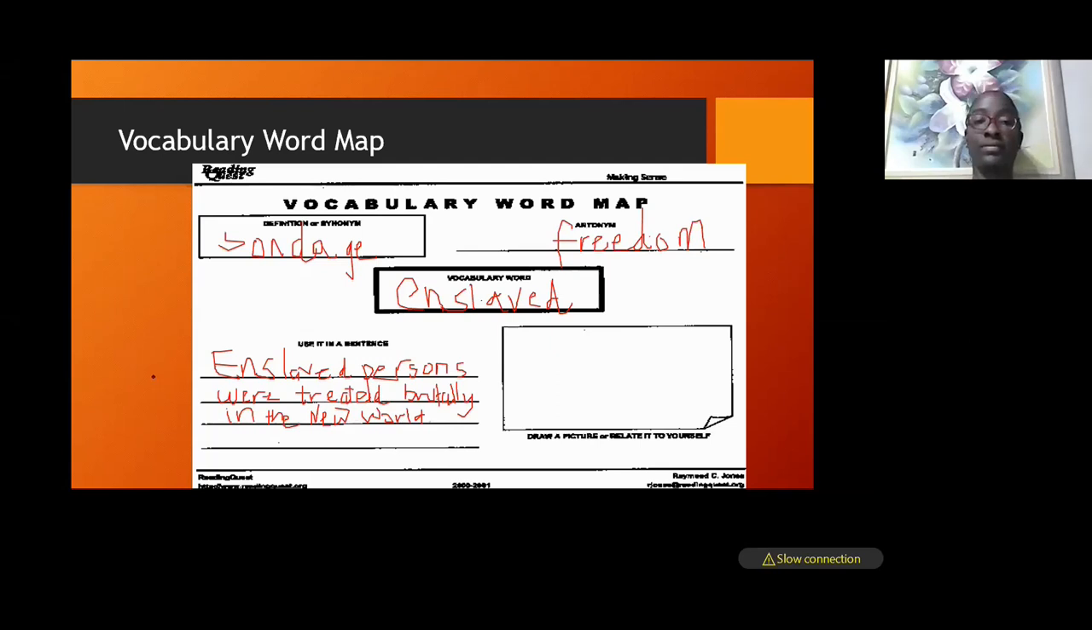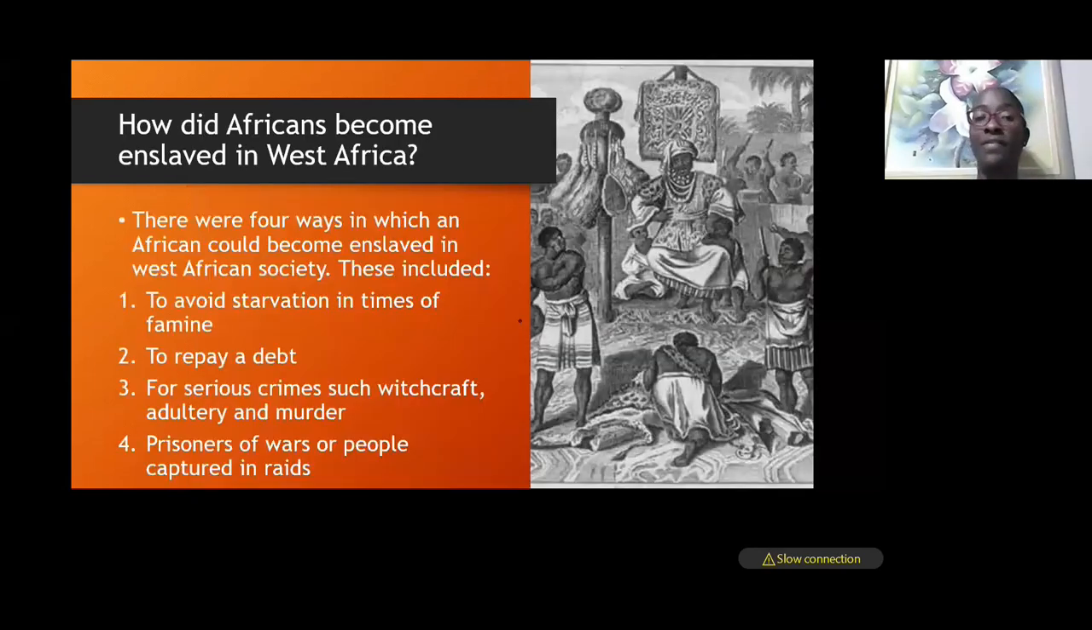So that activity right there was to help with broadening your vocabulary skills. So that's an integration of language arts. Okay, how did Africans become enslaved in West Africa? There were four ways in which an African could become enslaved in West African society.